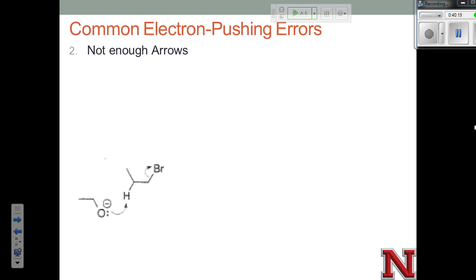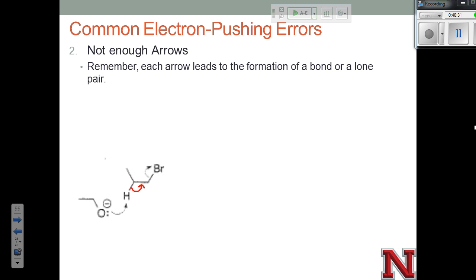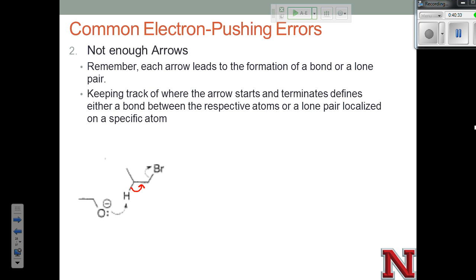We're missing where these electrons are going. We know our hydrogen can't form 4 electrons. So we are missing the formation of this pi bond, which needs to happen. Otherwise, what we'd form is a really high energy compound. So keeping track of where your arrows start and terminate will really help.